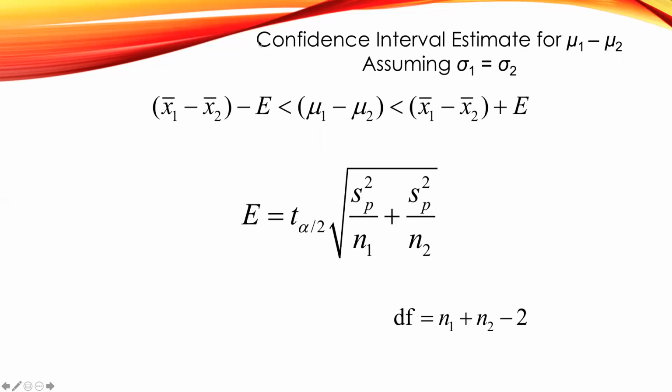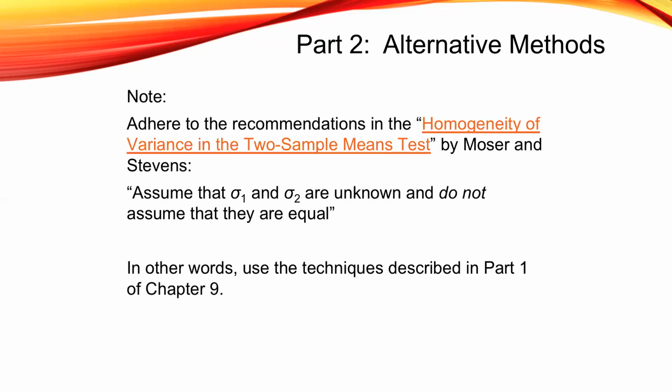And again, confidence interval, same steps. The only thing that changes is whether we're using t alpha over 2 or z alpha over 2, and then the pooled variance. So part 2, the alternative methods. This is kind of added advice, if you will, but basically adhere to the recommendations on the homogeneity of variance in the two-sample mean tests by Moser and Stevens. So assume that sigma 1 and sigma 2 are unknown, and do not assume they're equal, as the bottom line of what their test showed. So in other words, use the techniques described in part 1 for most of chapter 9, unless you are specifically stated to do otherwise.